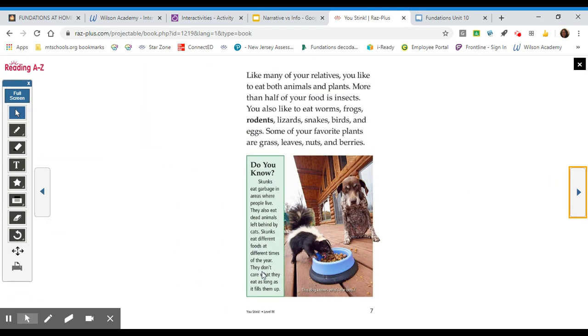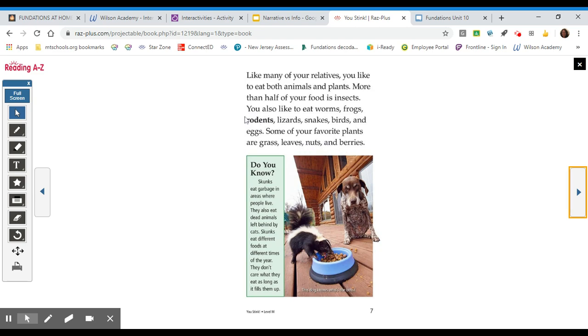Look at this. Like many of your relatives, you like to eat both animals and plants. More than half of your food is insects. You also like to eat worms, frogs, rodents, lizards, snakes, birds, and eggs. Some of your favorite plants are grass, leaves, nuts, and berries.